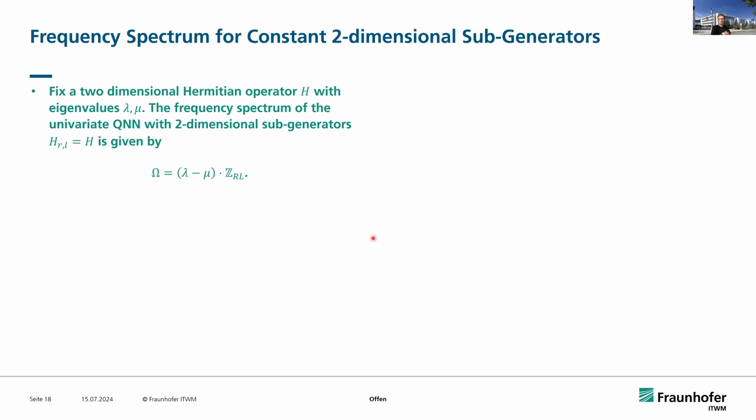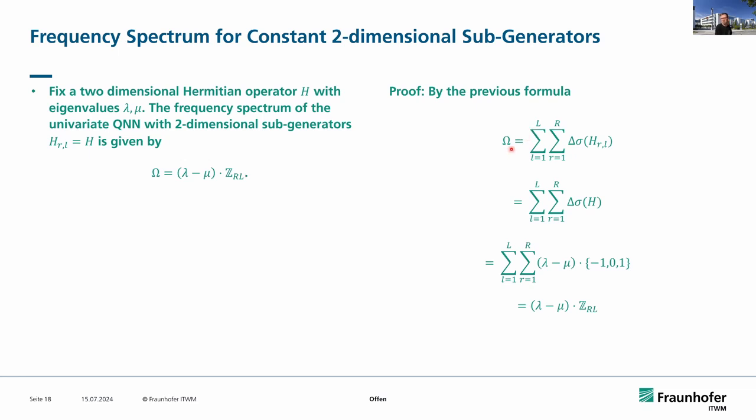Okay, now let's compute a real-world example. Typically what you could do is fix some two-dimensional Hermitian operator H, for example some Pauli matrix, and say the eigenvalues are lambda and mu. Then the frequency spectrum of the univariate QNN with two-dimensional subgenerators, which are all the same fixed Hermitian operator H, is given by this expression. You have a scaling factor, which is the difference of the two eigenvalues, and then you have the set from minus r times L to r times L.